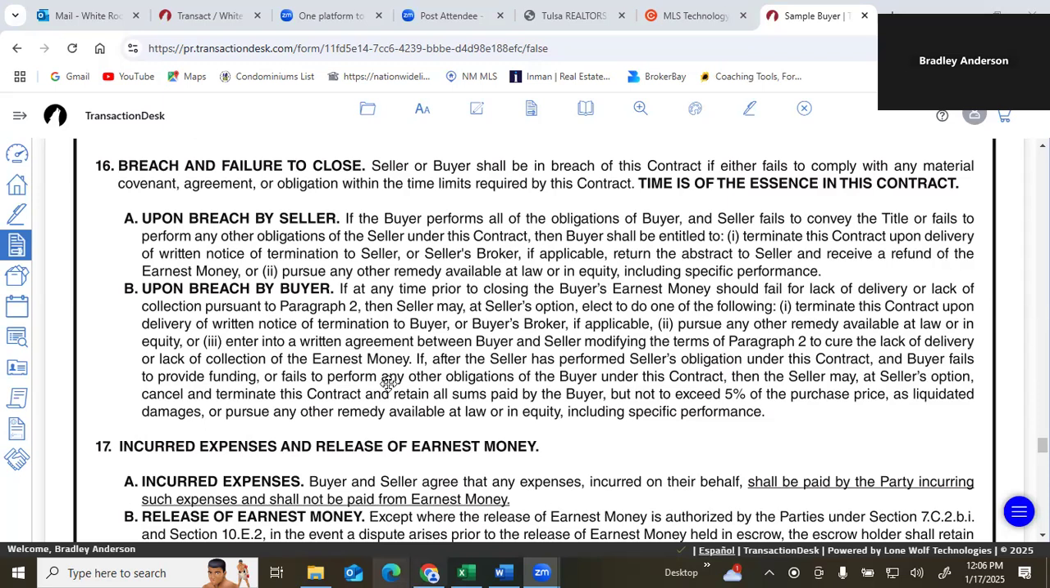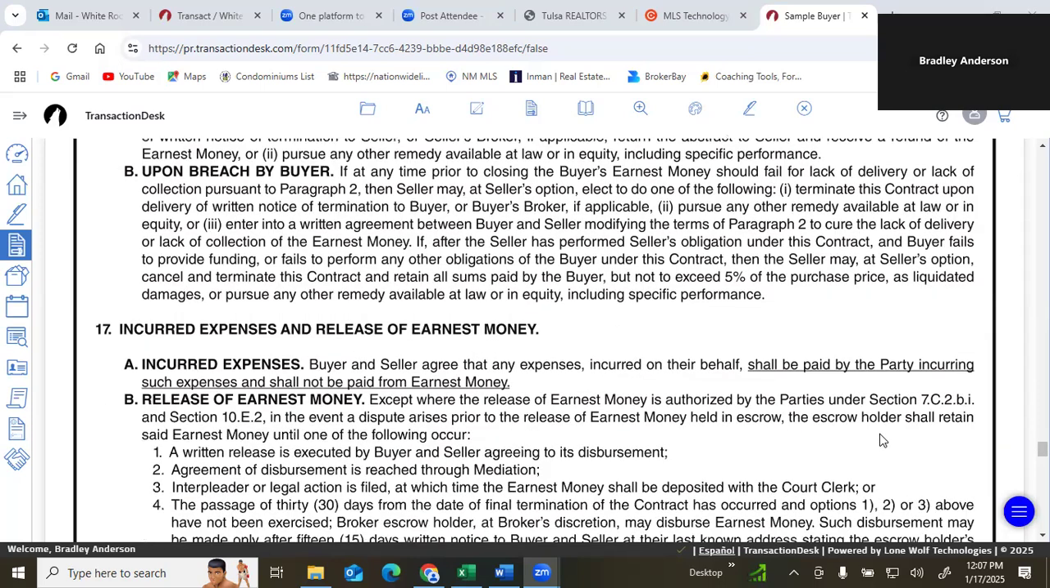All right. If after the seller has performed seller's obligation under the contract and buyer fails to provide funding or fails to perform any other obligation of the buyer under the contract, then the seller may, at seller's option, cancel and terminate this contract and retain all sums paid by the buyer, but not to exceed 5% of the purchase price as liquidated damages, or pursue any other remedy available at law or in equity, including specific performance. So not just earnest money retention, but they can sue you.